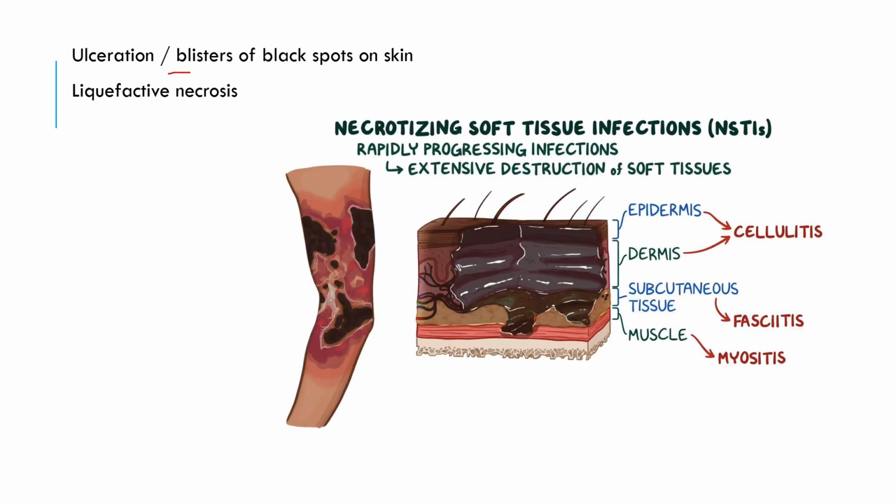So there is ulceration or blisters, and there is liquefactive necrosis. Necrotizing soft tissue infections are rapidly progressive infections with extensive destruction of the soft tissue. You can see that it spreads from the subcutaneous tissue. If it involves the fascia, it's called fasciitis. Muscles, myositis. Going up, involving the dermis with the subcutaneous tissue and epidermis, it's called cellulitis. So it's more extensive, more severe.